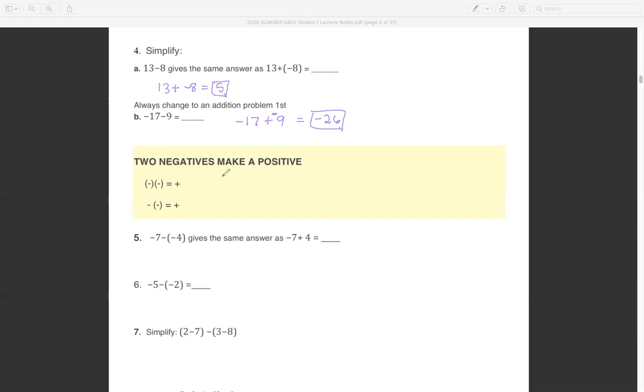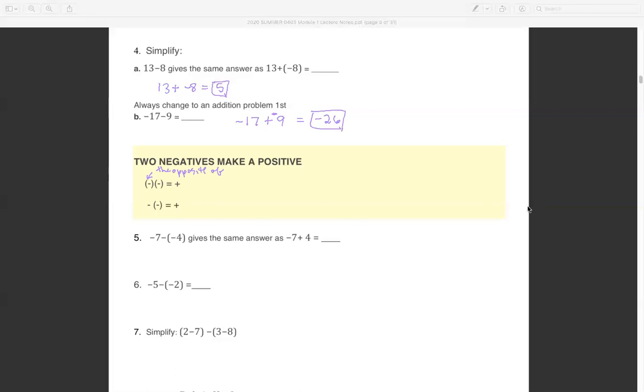2 negatives make a positive. Anytime you have 2 negatives right next to each other, it's going to result in a positive. Also, we talked about in 1.2 that a negative means the opposite of. So the opposite of a negative would be a positive, or just memorize that 2 negatives together multiplied cancel one another out to be a positive.